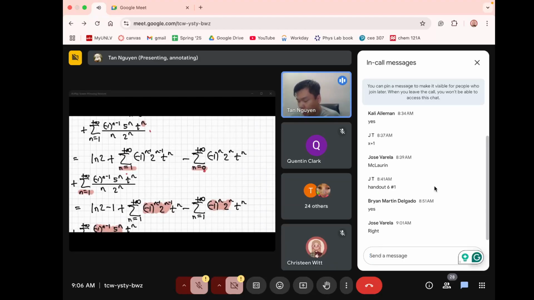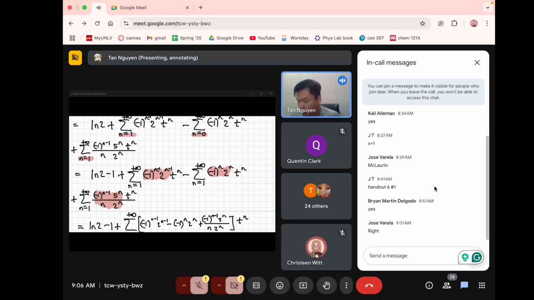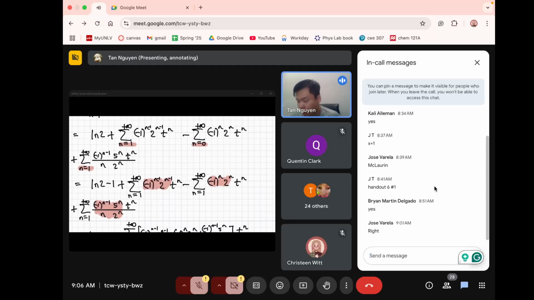Make sure they start the same place. So if one of them starts at 0 and you want it to start at 1, you simply take out the term that starts at 0. That means just basically plug in n equal to 0 and isolate that term out.